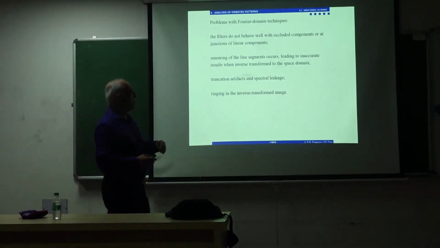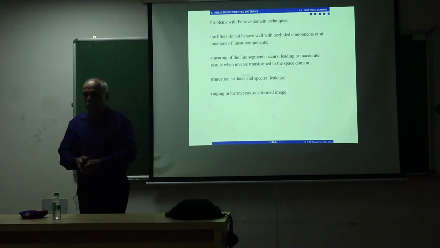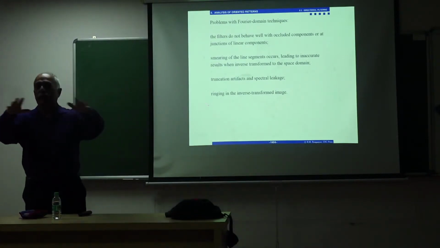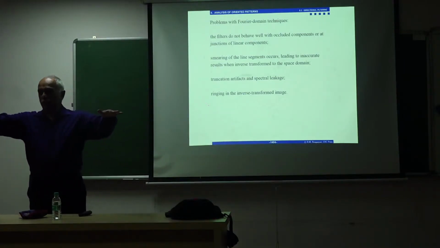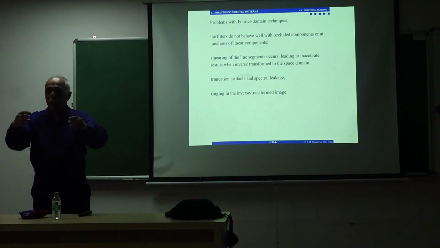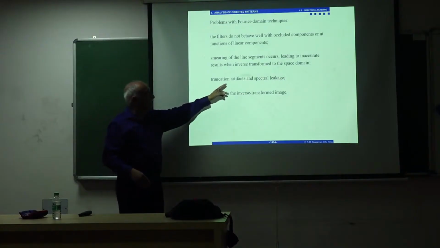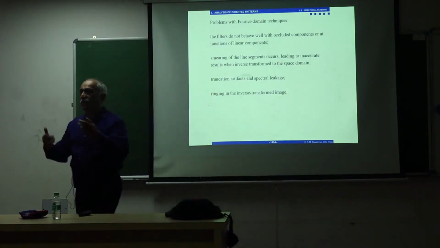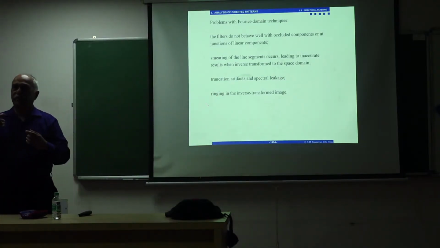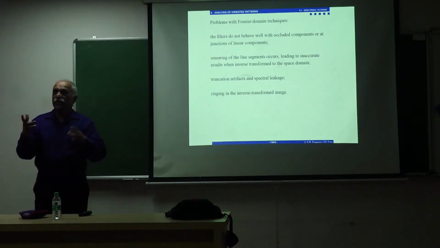And we have such problems. There are truncation artifacts and spectral leakage because the bandpass filter will be removing a number of components and there is some transition. It cannot go like that forever. Gabor filters do, but at some point you have to cut it off, and when you cut the filter, there will be ringing in the inverse transformed image. There will be truncation artifacts and spectral leakage when the linear segments are truncated in the image domain. The spectral components are smeared.